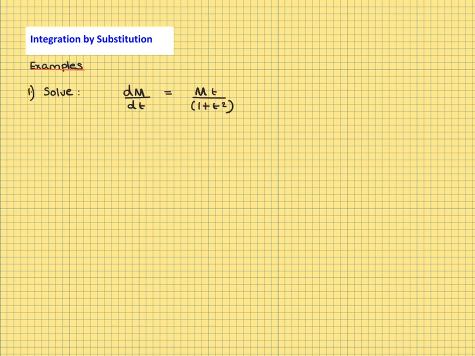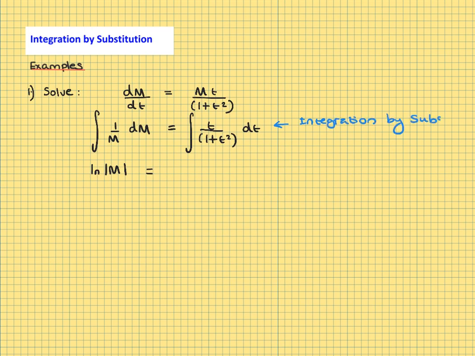So here's my first example, dm by dt equals mt over 1 plus t squared. Now I can see that the rearrangement is going to have to be 1 over m dm on the left-hand side, obviously the integral of to make it legal, and on the right-hand side we will have t over 1 plus t squared dt, integral of as well. Now the left-hand side is a simple integral, so ln of mod m, and then on the right-hand side we have to integrate this result over here. So this will require integration by substitution. Hopefully you can spot that.